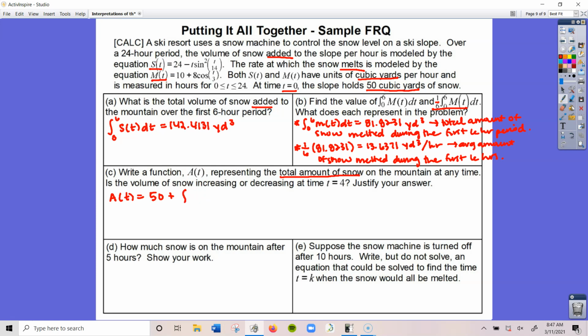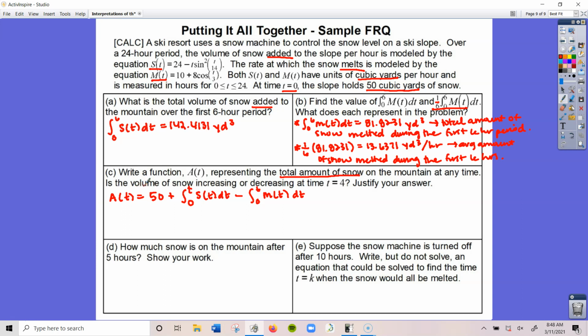And when you're writing your limits of integration here, it would start at 0 because obviously we can't have negative time, but I don't necessarily know the time, so I'm just going to put t. Like it says at any time, so I want to be able to write a function that would represent any time, not just a particular number. So I just put the integral from 0 to t of s of t dt, because that's the amount of snow that is added. And then the amount of snow that's melting, I would have to subtract: the integral from 0 to t of m of t dt. So this is my equation.